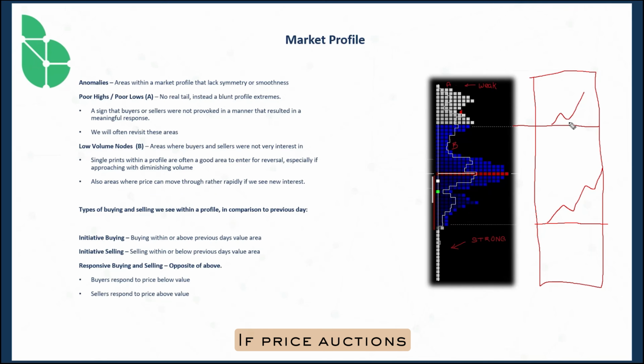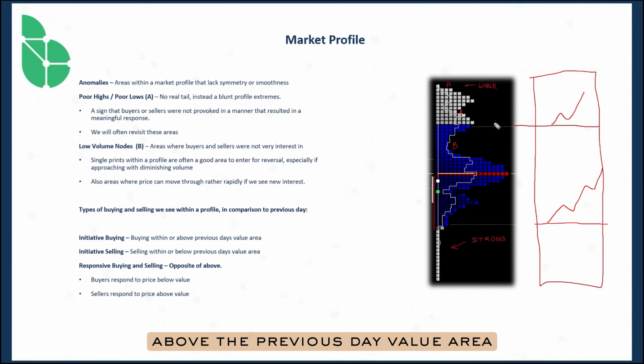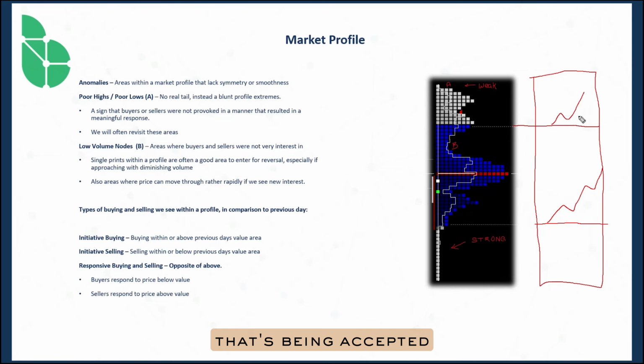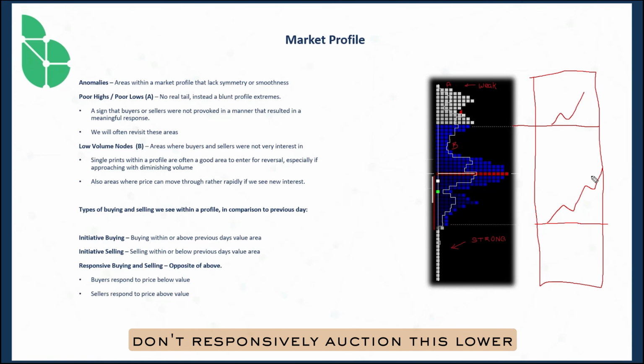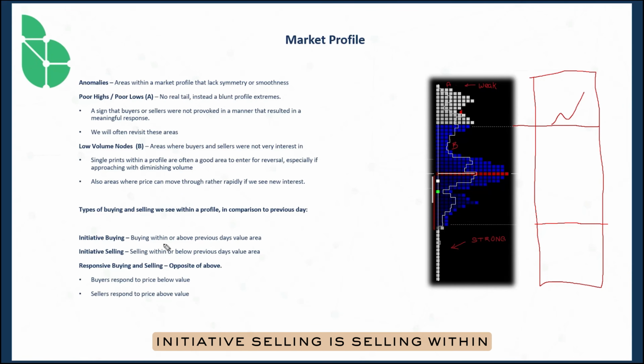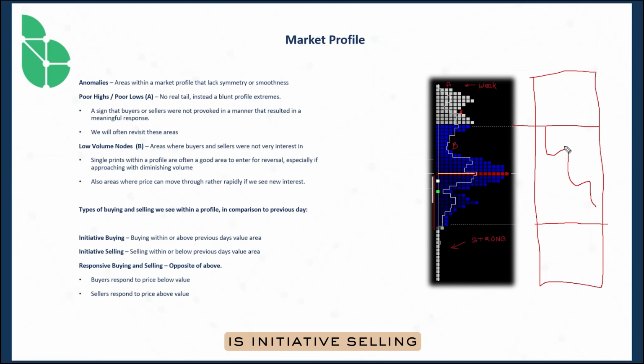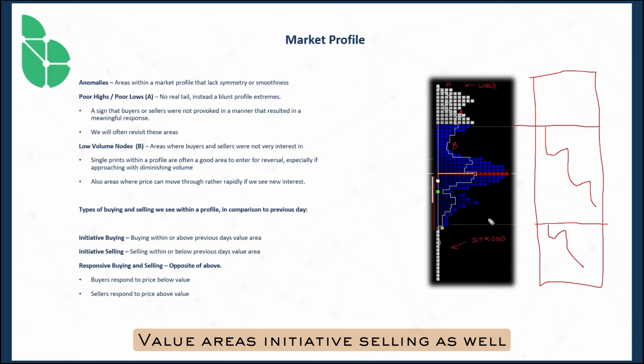Now think about this. If price auctions above the previous day's value area and we see that there's a new area that's being accepted, buyers will initiatively start buying into this, if sellers don't responsively auction this lower, right? So initiative selling is selling within or below a previous day's value area. So similar to the last example, but selling that we see within here is initiative selling. Selling that we see below the previous day's value area is initiative selling as well.